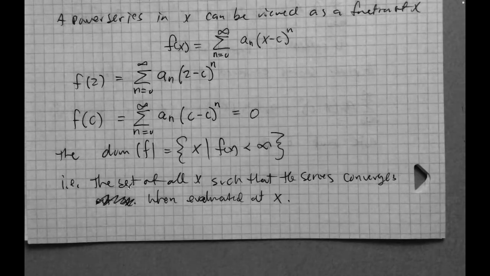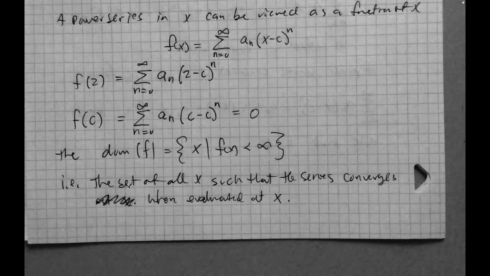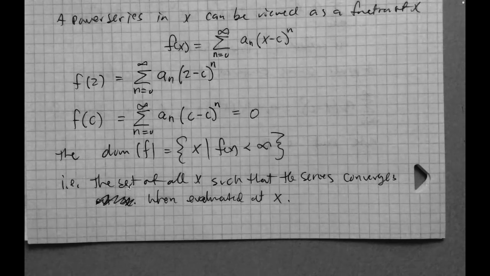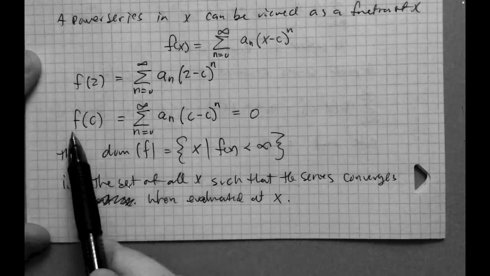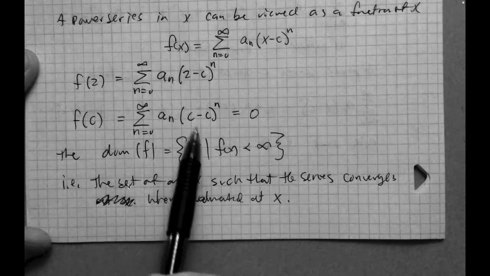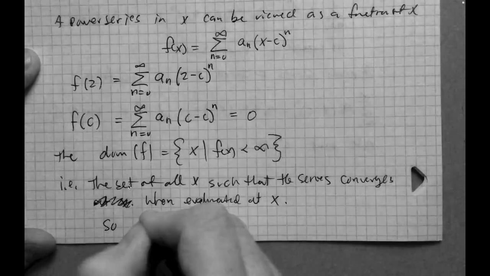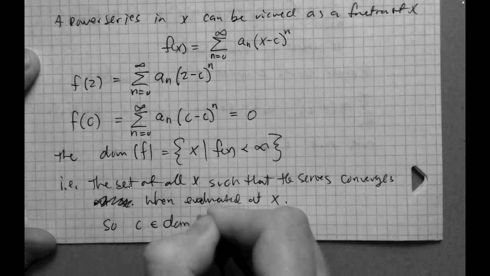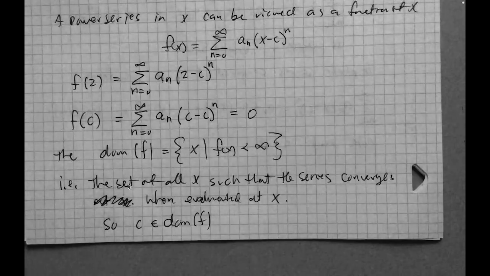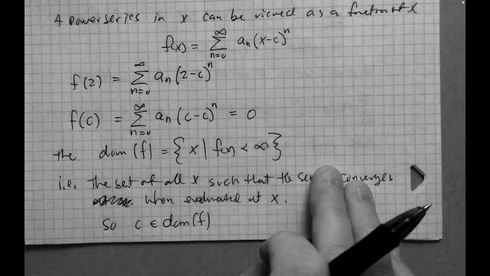So an example of something that's always in the domain of any power series is c. So f of c is equal to the sum of a sub n times quantity c minus c raised to the nth power. So this is always 0, right? So c is in the domain of f, always. But what else can the domain of a power series look like?